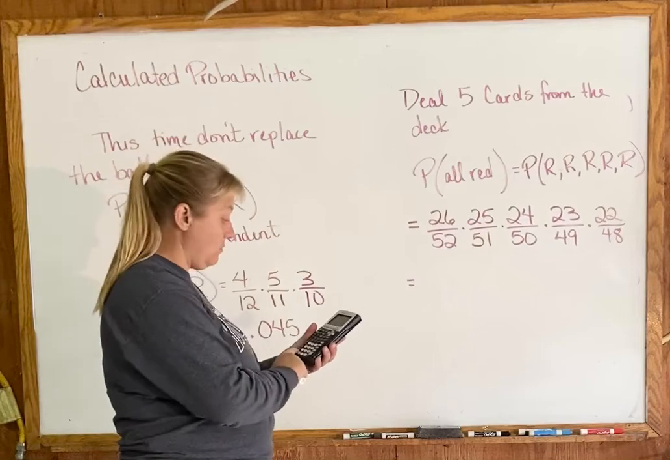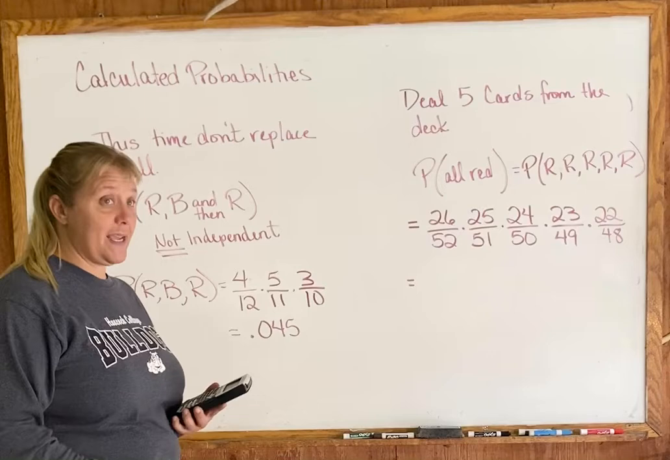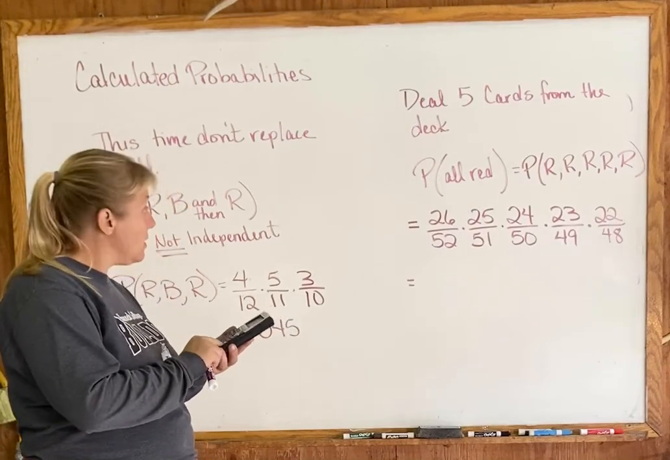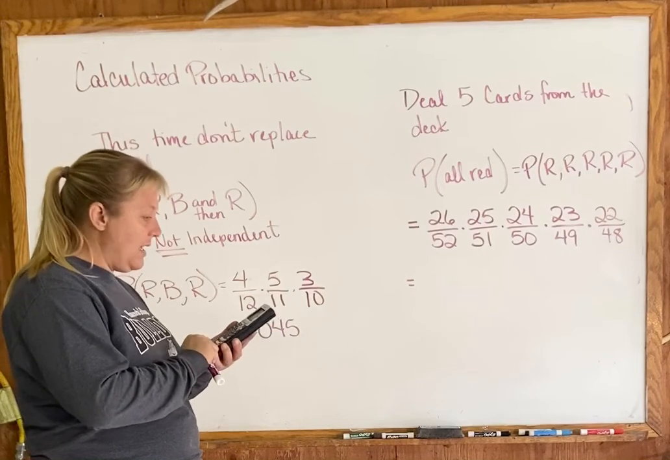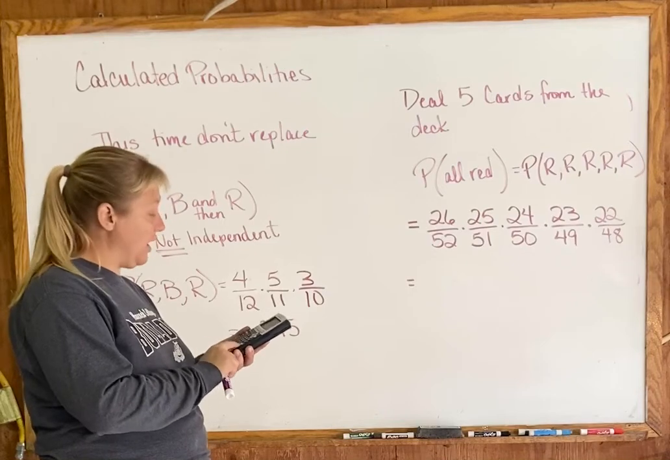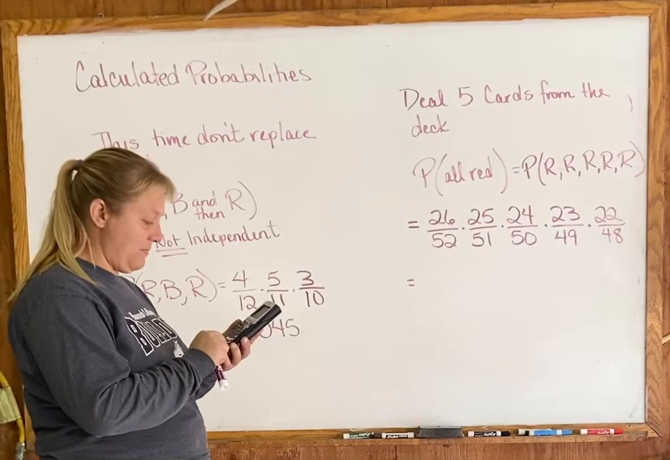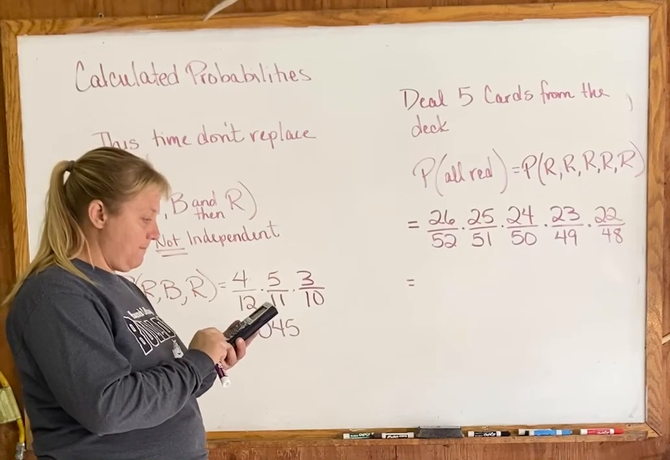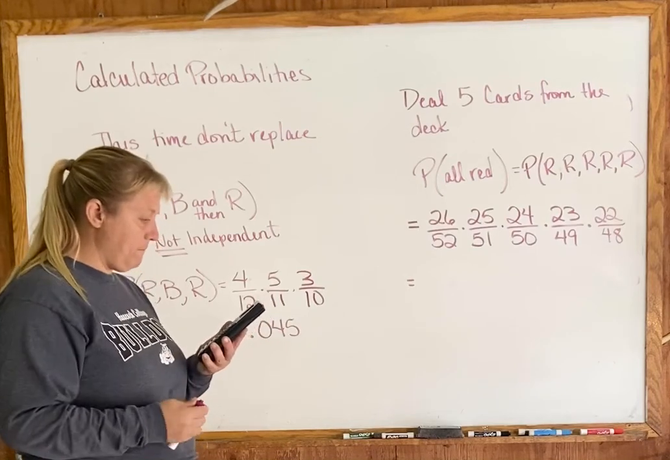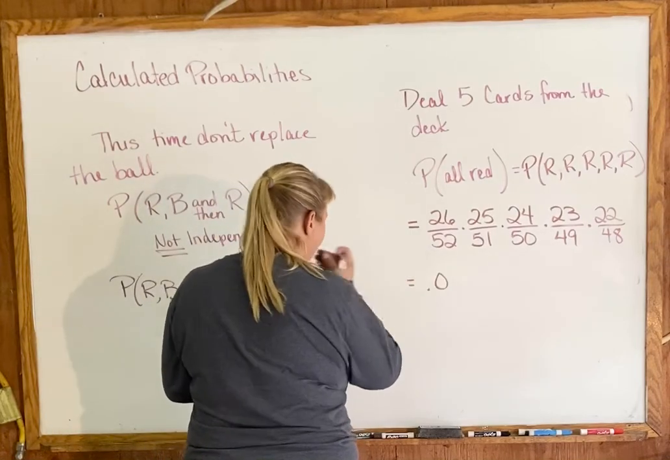All right, now, what we're going to notice is that this probability, because there are 5 fractions multiplied together, is going to get pretty small. So take a second: 26 over 52 times and so on. It's always easiest to just plug this whole thing into your calculator. Just be careful as you plug it in. But don't try and do this a piece at a time. That's just a pain. So I got 0.025.